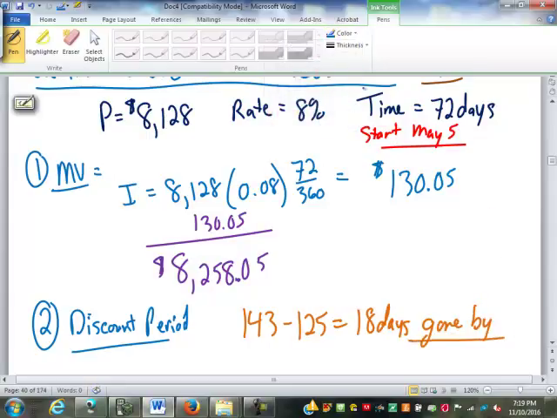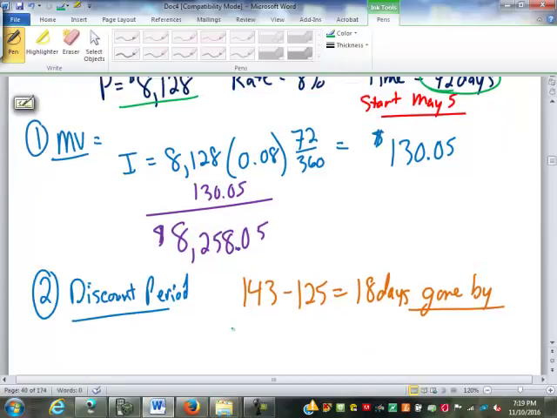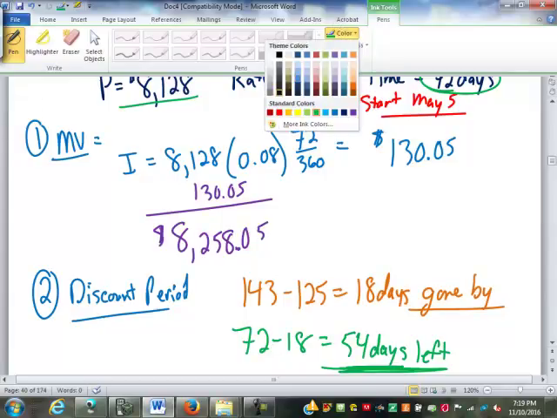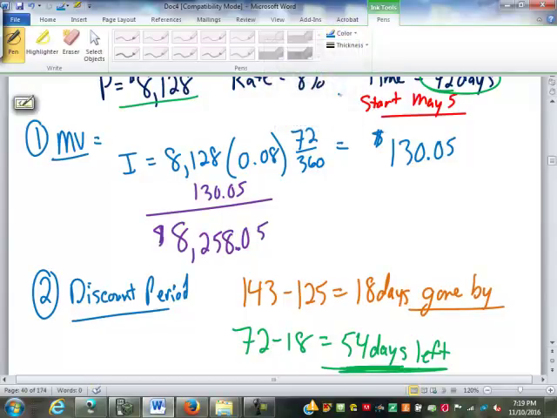The discount period is found by doing what? Finding the number of days left. So this was 72 days left at the time that the payment was made, minus the 18 days more that have gone by. That's 54 days left. That's the discount period. What's next?